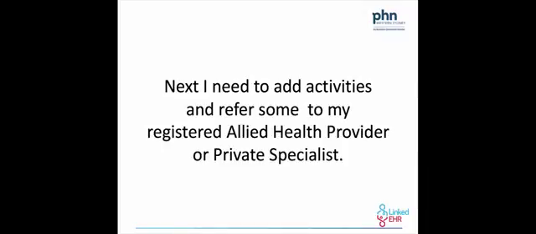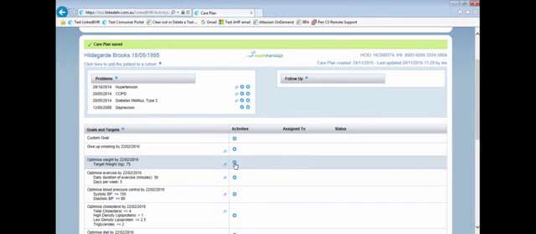Following on from creating goals and targets in a care plan, this video will step you through adding activities and referring some of those to a registered allied health provider or private specialist. The next thing we would want to do is assign some activities for the patient. In this example, I'm going to show how to add activities for the optimized weight goal.